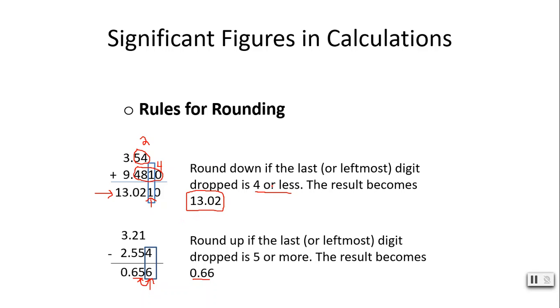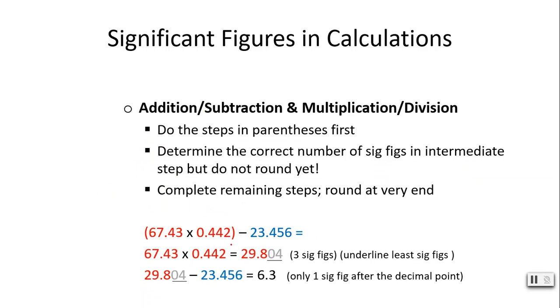So the rules for rounding: you look at the digit that is next to the last significant figure. If it's 4 or less, then you round down or you drop it. You round up if it's 5 or more. In the next slide, we'll talk about how to use rounding rules and sig figs in more complicated calculations.